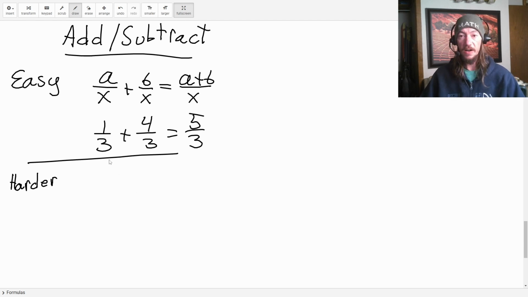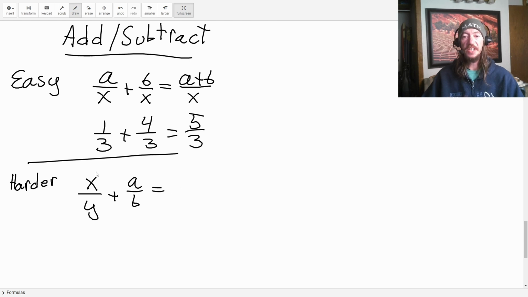All right, how does it get harder? It gets harder when the denominators are different. So let me show you the rule first, and then we'll see how to work with it. So for any numbers, x over y plus a over b, we have to do this cross multiply trick. So I'm going to take the top of the first fraction and multiply it by the bottom of the second, x times b, then do the reverse, plus y times a, and then put this over, multiply the bottoms together, y times b.